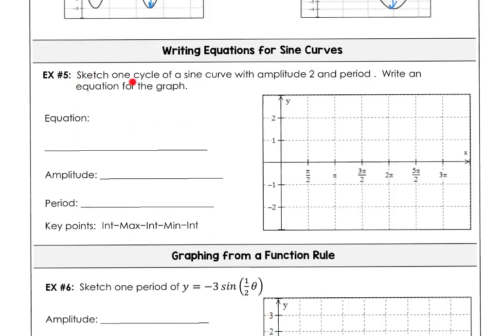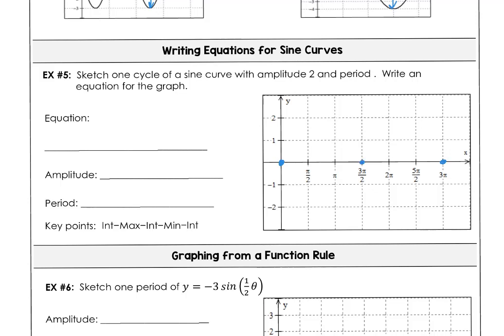In example 5, we're going to sketch one cycle of a sine curve that has an amplitude of 2 and a period of 3 pi, I guess that's supposed to be there. So we want to write the equation for that graph. So first let's give it a sketch to draw it. If we have an amplitude of 2 and a period of 3 pi, we're going to start at 0, 0 and stop at 3 pi.